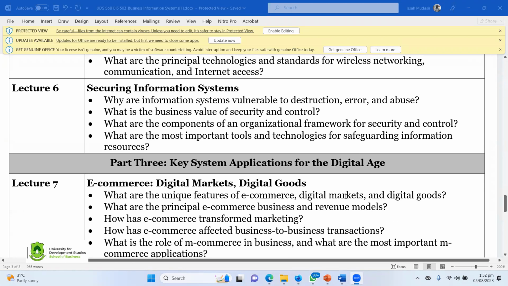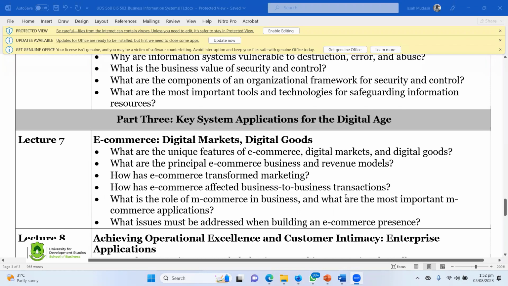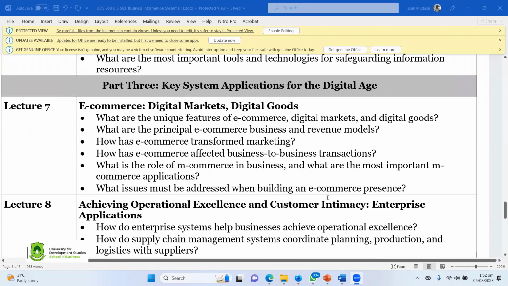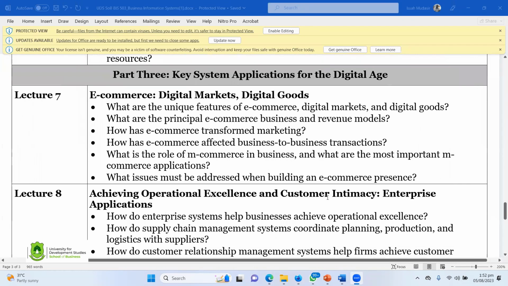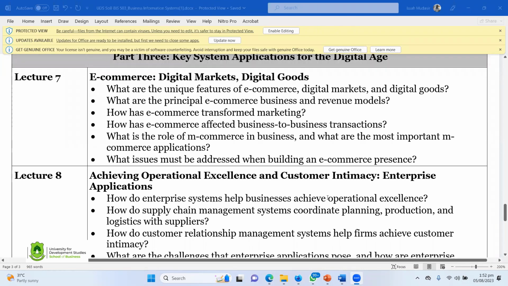Then when we have looked at that, we'll look at how we can protect our information systems. And that will be the end of the second part. Then we'll also have key system applications for the digital age. We'll look at how we can conduct business, how we can buy and sell using or relying on technology. So we'll look at e-commerce, we'll look at digital markets, and we'll look at digital goods.